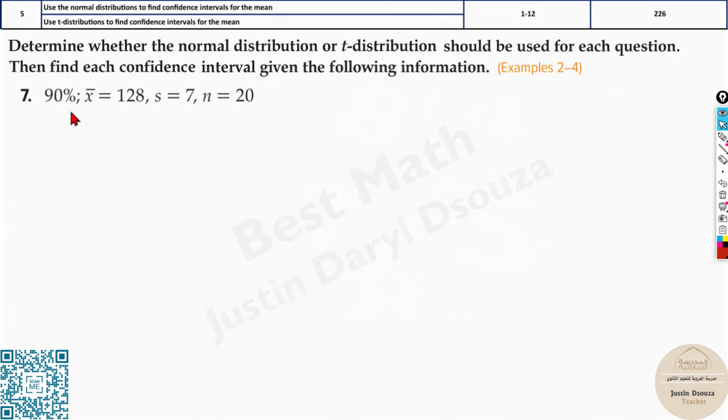Now, what about this one? Determine whether the normal distribution or t-distribution should be used for each of these questions. Then find each confidence interval given the following information. Now here there is one thing. You may see it as S. Now what is this S? We have seen S and we have seen sigma.